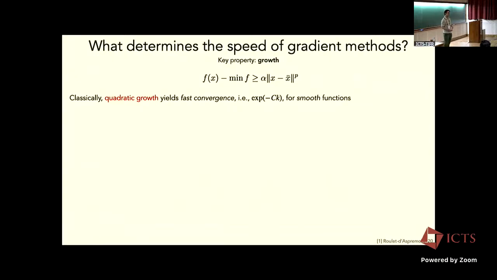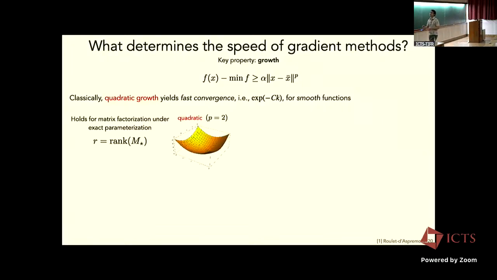For those of you who have taken optimization, you've seen strongly convex functions. That is an example of a function with quadratic growth. Now in this talk, I'm not going to restrict to convex functions. I'm going to mainly be thinking about this type of growth. So if we knew that we had quadratic growth, we'd be in good shape. And in fact, when we're dealing with matrix factorization and we have the exact parameterization, then the function does have quadratic growth. It's not too difficult to show that. And so you would expect to see this super fast convergence, even though it's non-convex, locally around a minimizer, you would expect to still see this very fast geometric convergence.